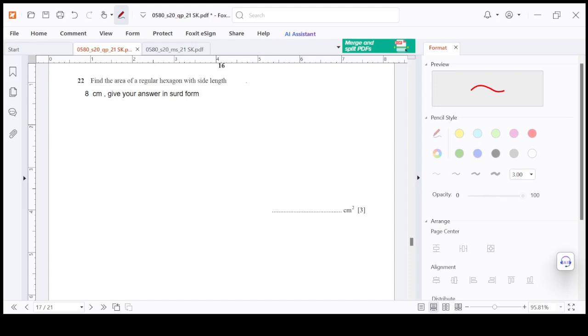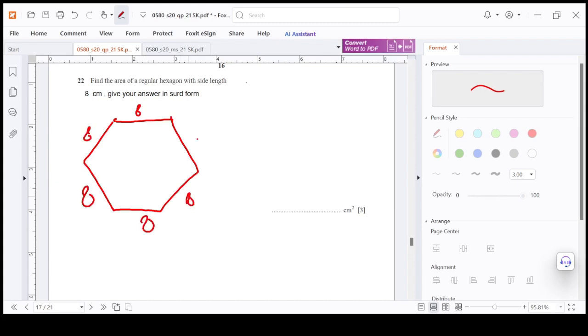Find the area of a regular hexagon with side length 8. Give your answer in surd form. Okay, let me draw a regular hexagon. 1, 2, 3, 4, 5, 6. This is a hexagon. This is 8, 8, 8, 8, 8, 8. If it's a regular hexagon, then these lengths are equal to each other.